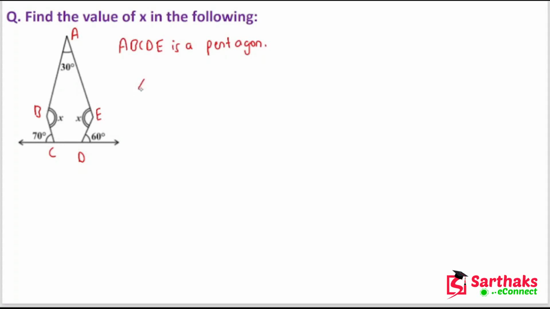You can clearly see, let me give this point as X and this point as Y. Then we will have angle BCX plus angle BCD equals 180 degrees. That is, this angle 70 degrees and this angle BCD would sum to 180 degrees. How? Linear pairs.